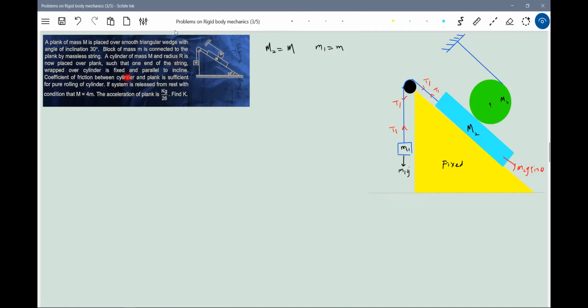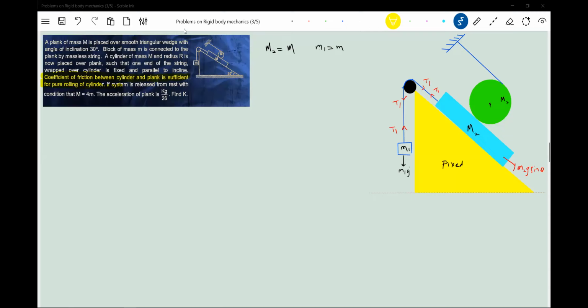The coefficient of friction between the cylinder and the plank is sufficient for pure rolling of the cylinder. I think this is the very important part of the whole question. This sentence is very important. Now we'll see, it should roll. Will it roll down or roll up? Anybody want to say, will the cylinder roll up or roll down? Anybody still? Because I want to know what is actually going on in your mind. Roll up or roll down?